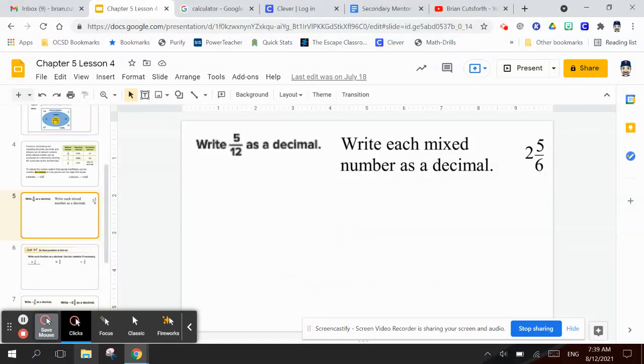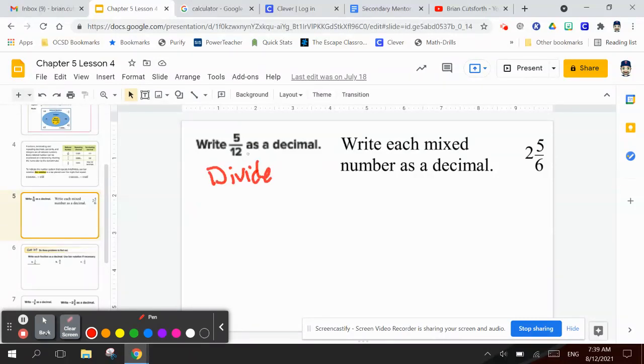So when we look at examples, here's: write 5/12 as a decimal. What I would do is go to my Google calculator. I'm going to write 5/12 as a decimal. So what I need to do is divide my numerator by the denominator. So 5 divided by 12.